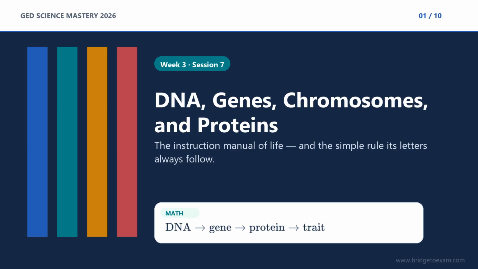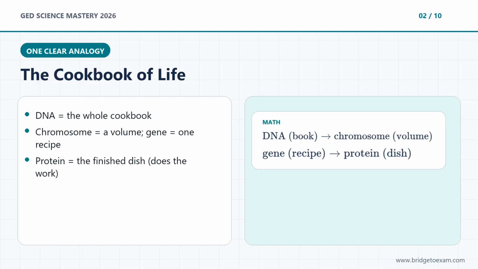Let's open the manual. Picture a giant cookbook stored inside the nucleus. The whole book is your DNA. One single recipe in that book is a gene. The book is divided into volumes, and each volume is a chromosome. Every recipe tells the cell how to build one protein, and the proteins are what actually do the work and shape your traits. Things like eye color or how fast a reaction runs. So the chain is the whole book is DNA, a volume is a chromosome, a recipe is a gene, and the finished dish is a protein.